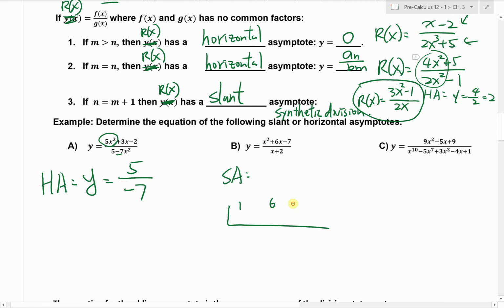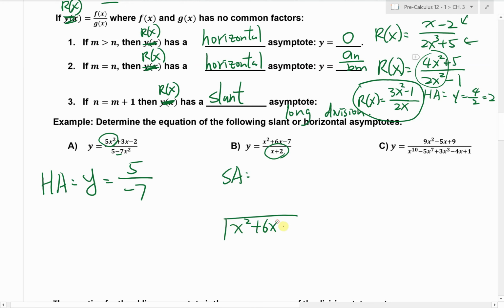It's 1, 6, -7, divided by x plus 2, so -2. Now, here's the thing. If synthetic division doesn't work, because this does not always have to be x plus 2. It could also be cubic functions in the denominator, which we cannot use synthetic division. You know what? Never mind. I will not use synthetic division. Let me just say long division in that case, because long division will always work, right?